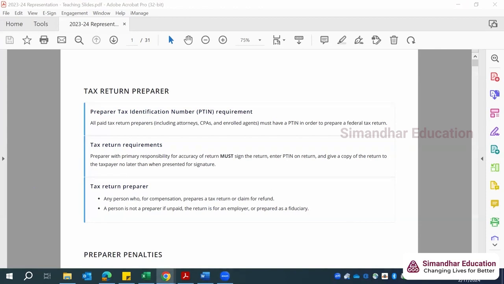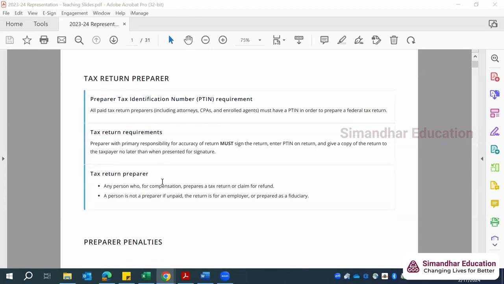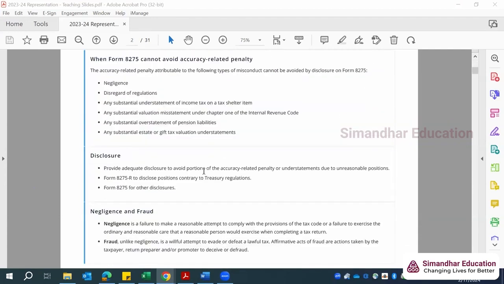Okay. Then we move on to the tax return preparer definitions. This is something that we have already covered. Okay. Preparer penalties.